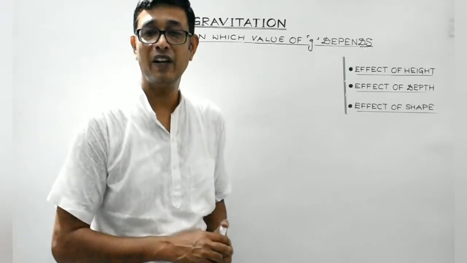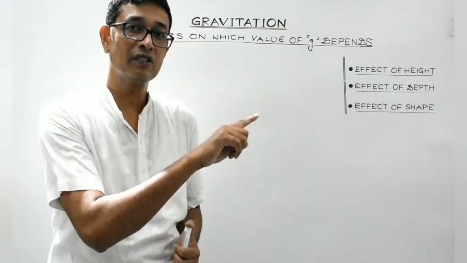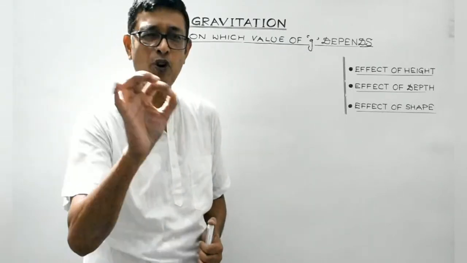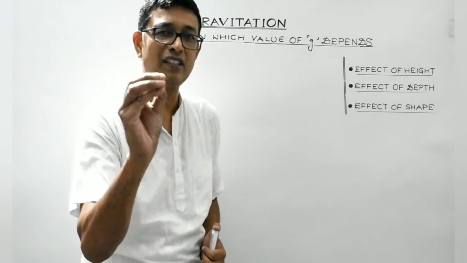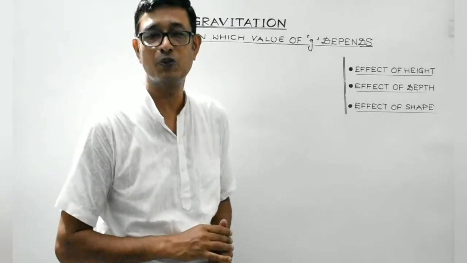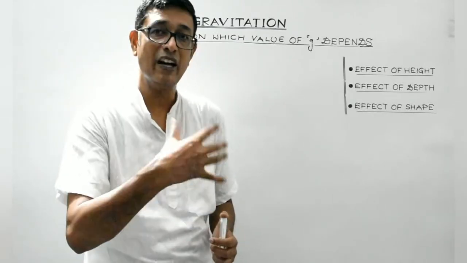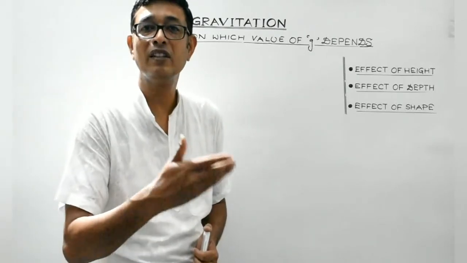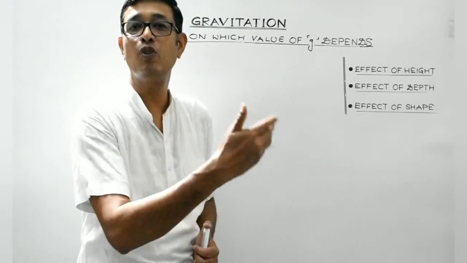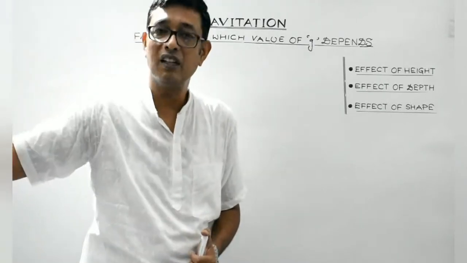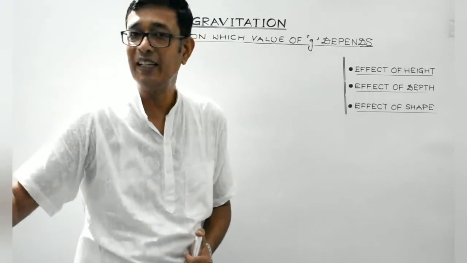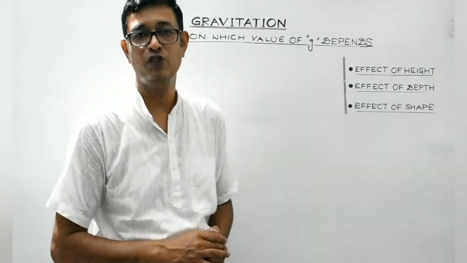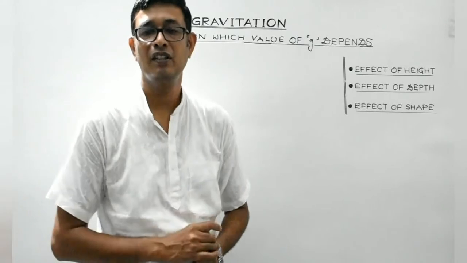It is found that the value of small g at the poles is different from the value of small g at the equator. 9.8 meter per second square is just an average approximate value of small g. But it can vary. At some place it can be 9.79, at some other place 9.78, at some still other place 9.81 or 9.82. So 9.8 may be considered to be the average value on the Earth's surface.